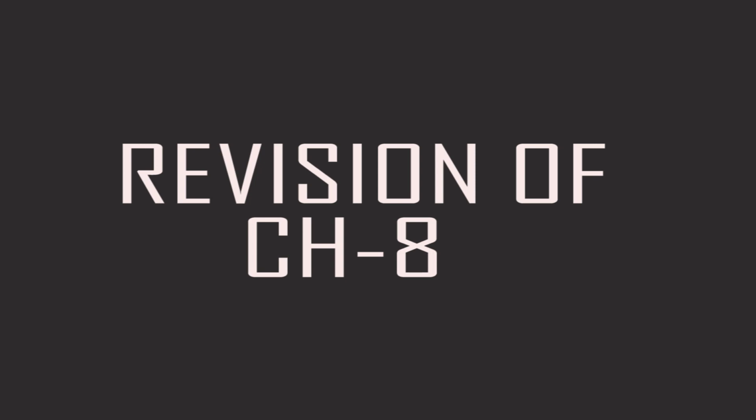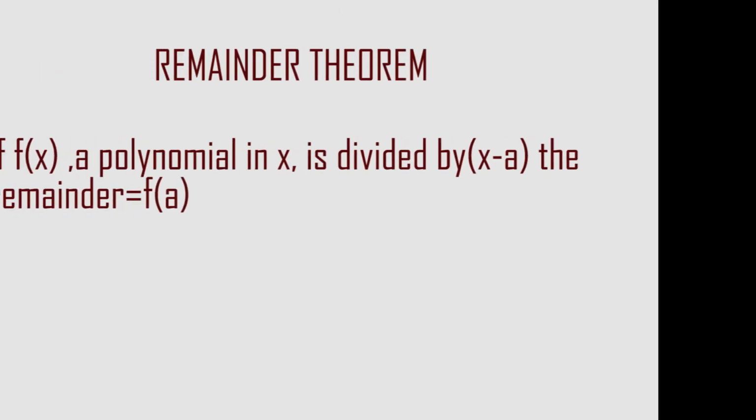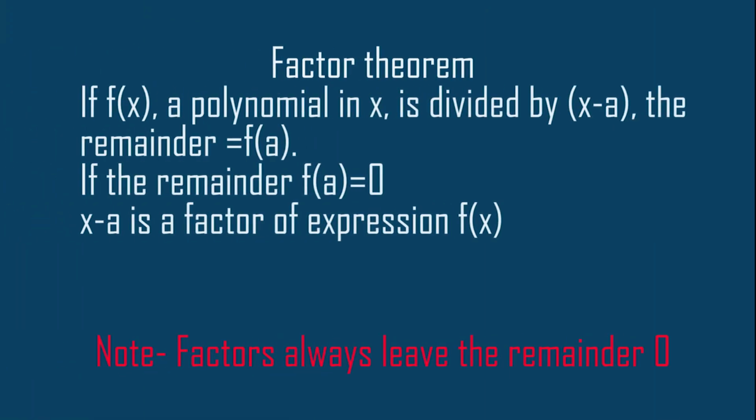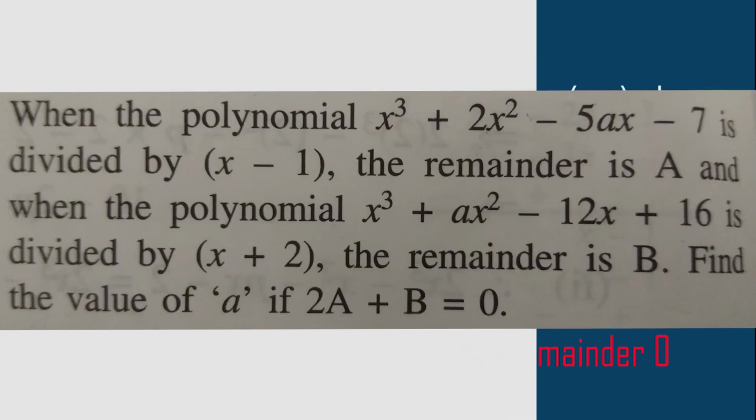Revision of Chapter 8. Some important questions. Let us recall it. If f of x, a polynomial in x, is divided by x minus a, the remainder is equal to f of a. If the remainder f of a is equal to 0, then x minus a is a factor of f of x. Factors always leave the remainder 0.